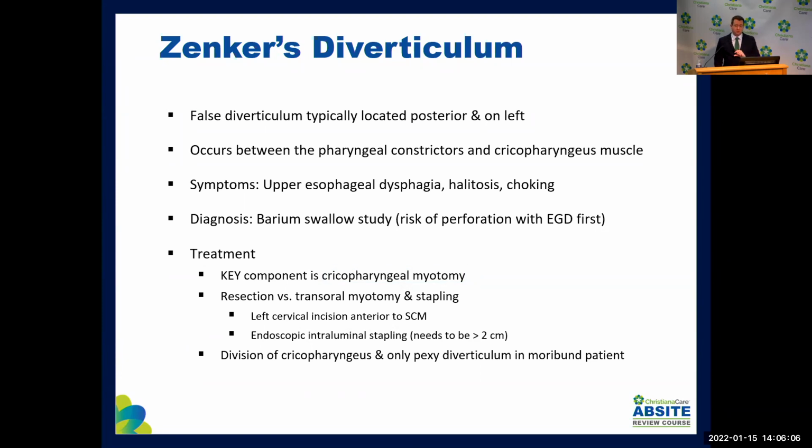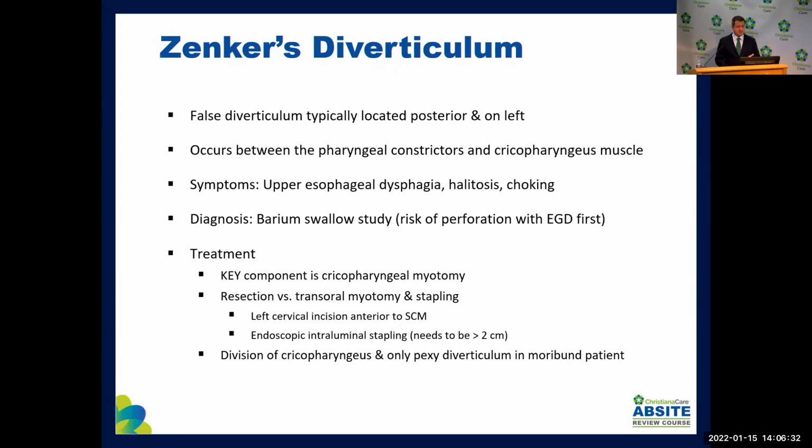Now, resection versus transoral myotomy and stapling. The incision, if you're going to do it surgically for resection, is going to be through the left neck, right anterior to your sternocleidomastoid. Size criteria I would keep in mind, again, debatable based on your reference, but it's got to be at least 2 centimeters for you to even consider stapling. Otherwise, it's too small to even get your anvils in, right?